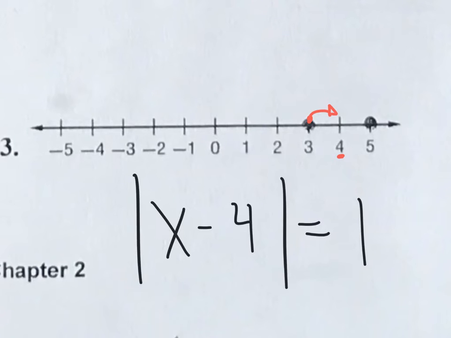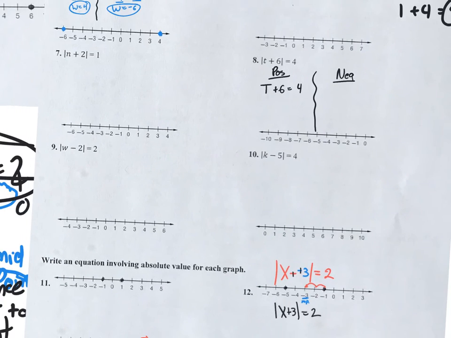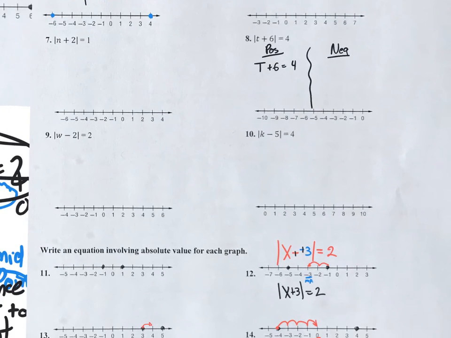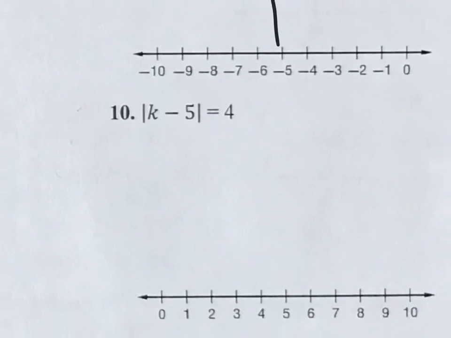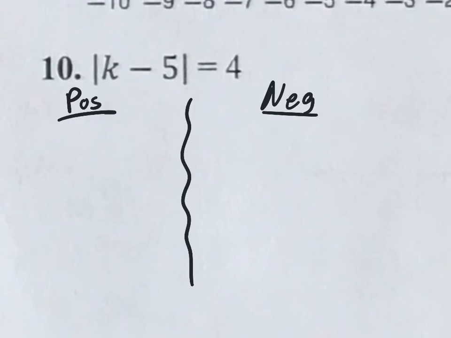Make sense? Okay. Would you guys like me to go back and explain any other of these up here? Maybe, how about number 10? So if you want to solve that equation, I don't have a number line. I need to set it up to find my answers. The positive and the negative situation. So everybody should set that up. Now remember, the positive situation is writing it exactly the way it is without the absolute values. K minus 5 equals 4.